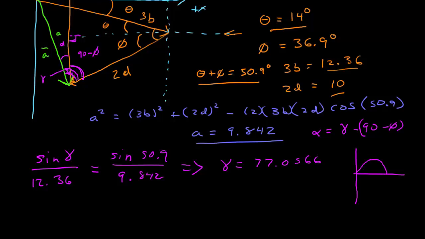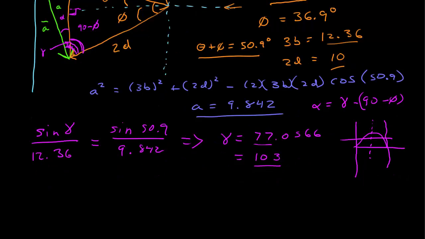If I graph the sine function, it looks like that between 0 and 180. So there are two values symmetrically on either side of the 90-degree angle. So this could be 77, or it could be 103. 77 is 13 degrees less than 90, 103 is 13 degrees greater than 90, so it could be either of those values.